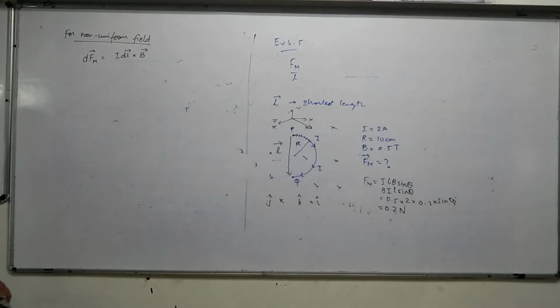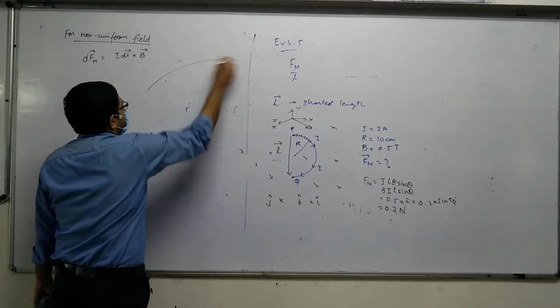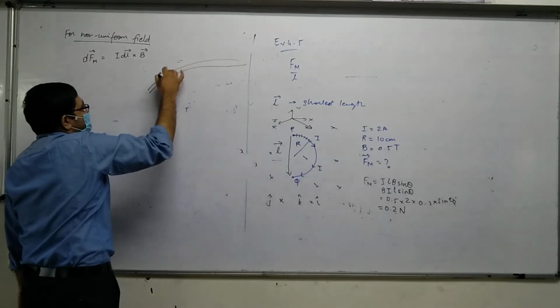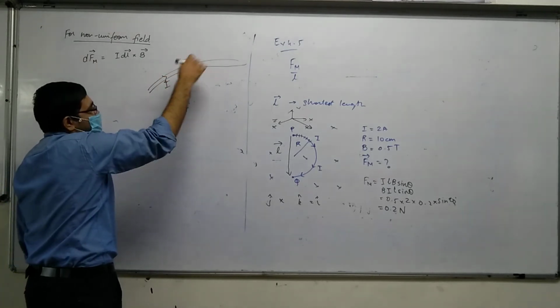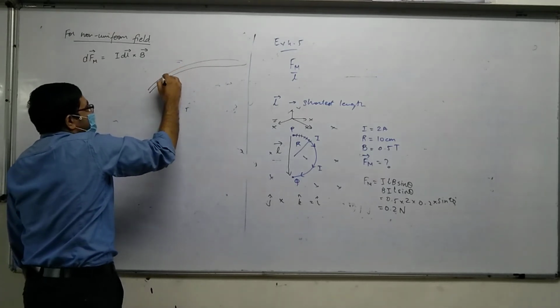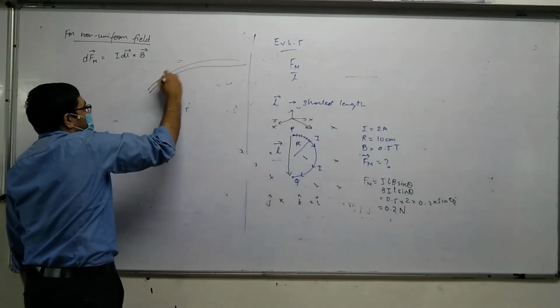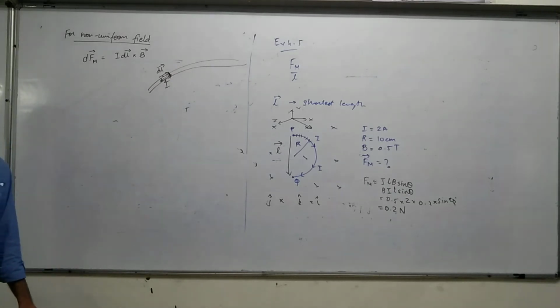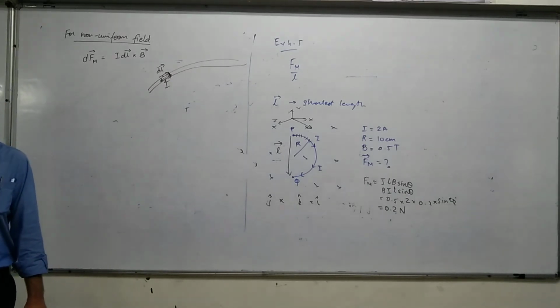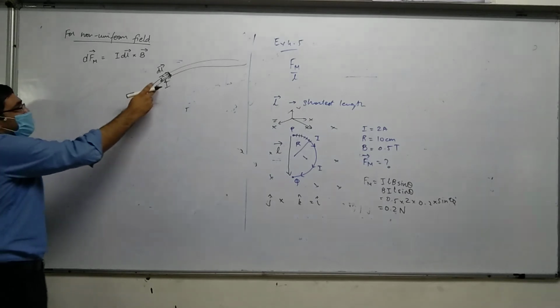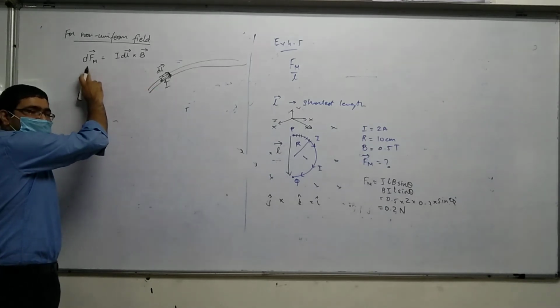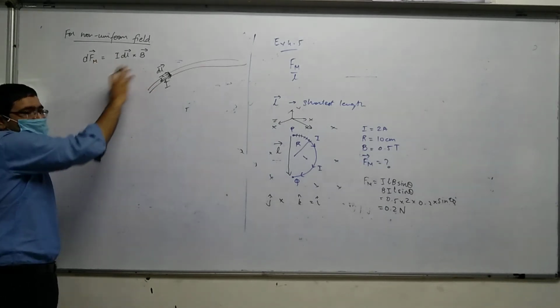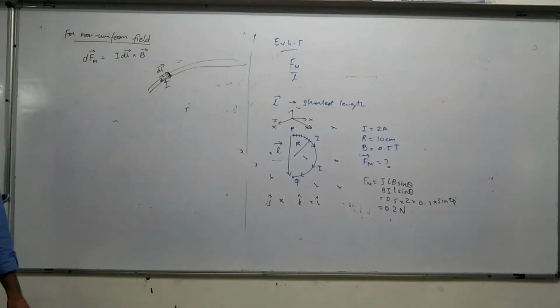Meaning, suppose there is a randomly shaped wire in a random magnetic field, which changes everywhere. So we take a small portion, suppose its length is dl vector along the direction of current. Then how much force will act on this small portion? dF equal to I dl vector cross B vector. Remember.